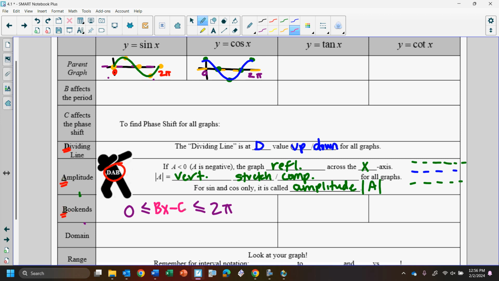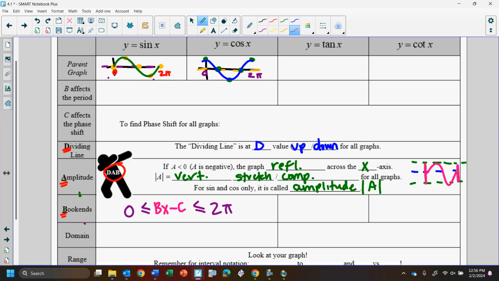And what those bookends show is, I'm going to start at 0, I'm going to end at 2 pi, and you make like this little box. See how I kind of created like a little rectangle here? And that rectangle is going to show you where to put your 5 points for sine or your 5 points for cosine. Okay, it's by using this DAB process that we're going to practice in just a moment.